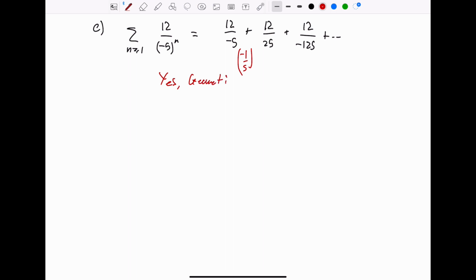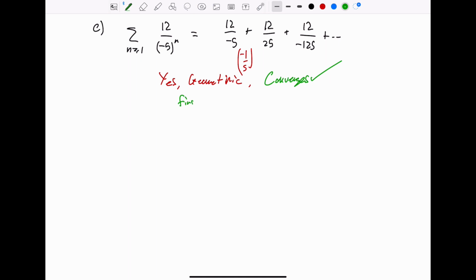Is it a convergent geometric series? Well, look at the common ratio. Does it have an absolute value of less than 1? If I take the absolute value, I get 1/5, which is less than 1. So yes, it converges. What does it converge to? Well, it converges to the following formula.